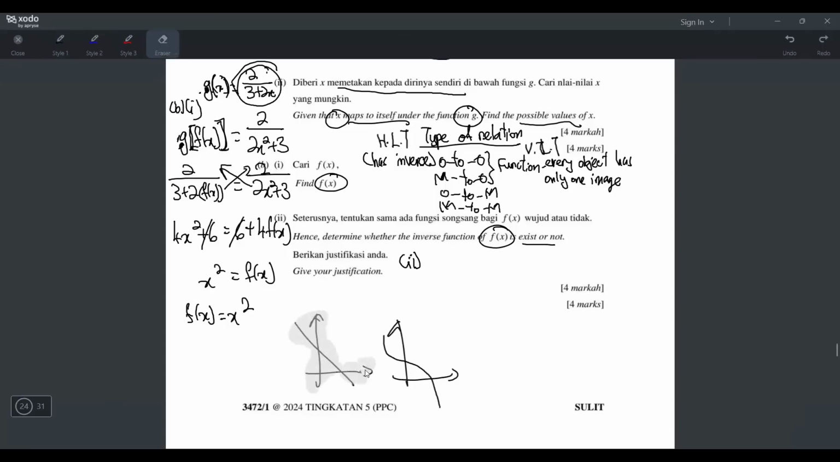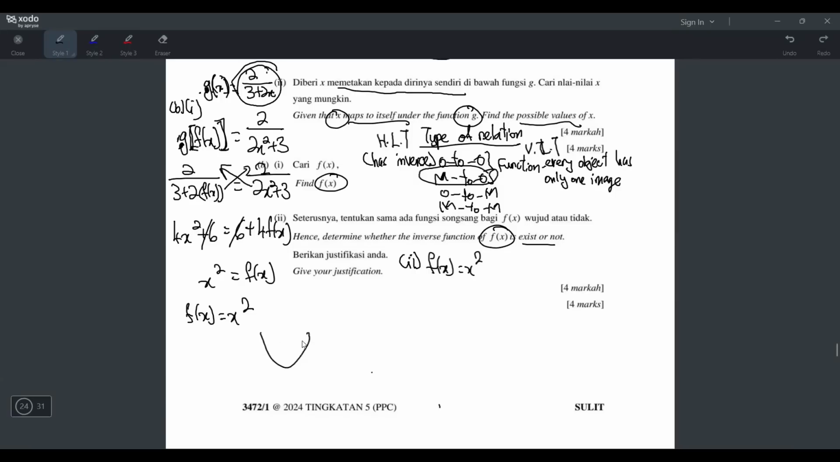They want you to determine whether the inverse of f(x) exists or not. So what is your f(x) function? x squared, right? And do you know this is a quadratic curve? And do you know that a quadratic is a many to one? If you don't know, make sure you know now. Every quadratic equation is a many to one relation.